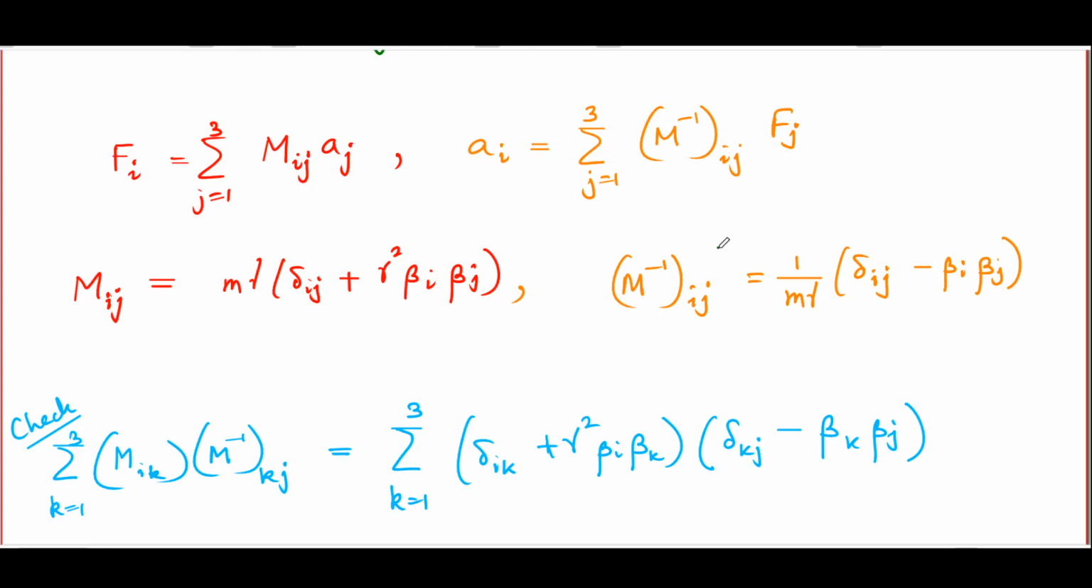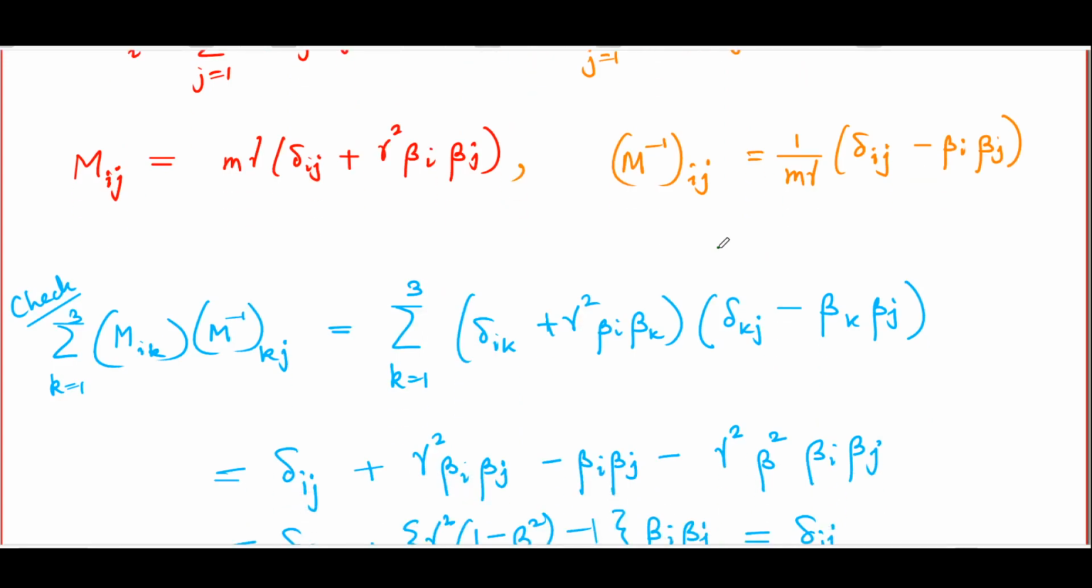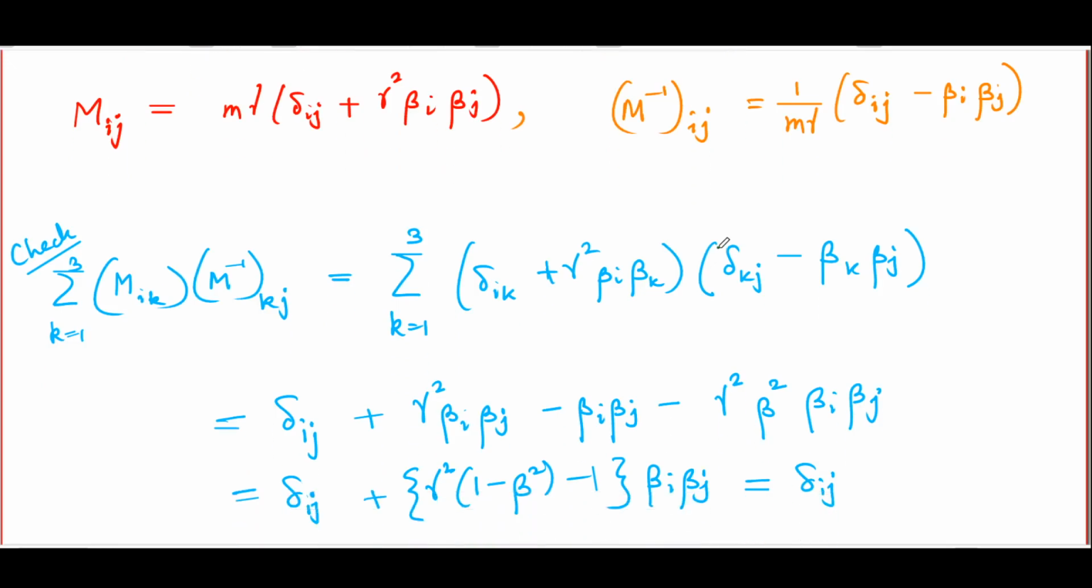Now when you multiply out the brackets, you get 4 terms, and the summation over k makes these terms very, very simple. The first one, δ_ik δ_kj, of course sums up over k to give you δ_ij. Then you have γ² β_i β_k δ_kj summed over k, which makes it γ² β_i β_j, and so on. It's a pretty straightforward calculation, and if you carry it through, you end up with δ_ij, which does verify that these two matrices M and M inverse are really inverses of each other.